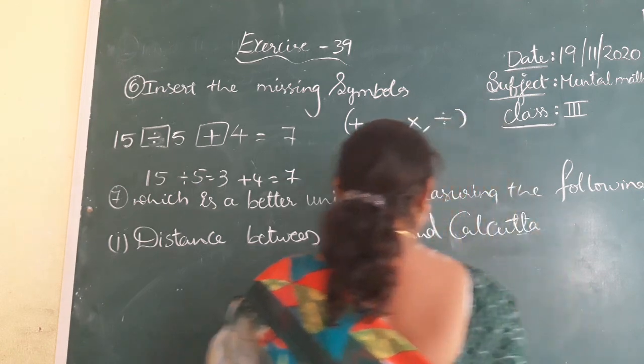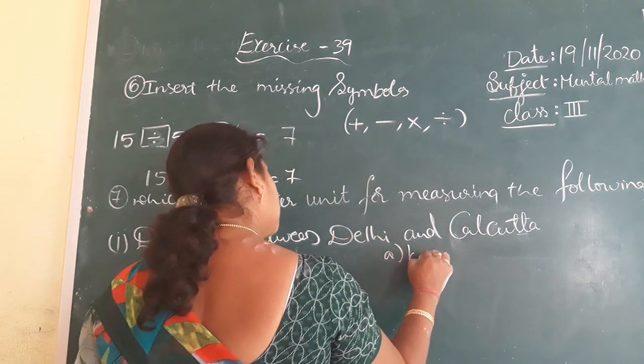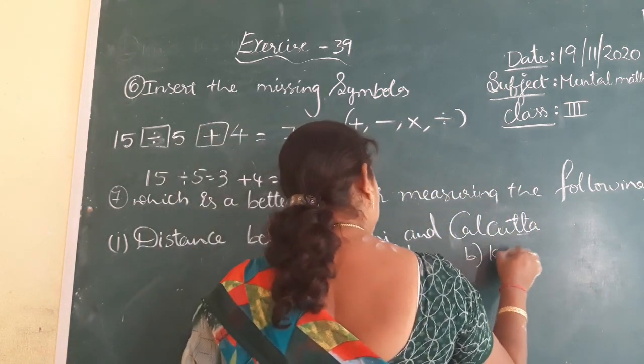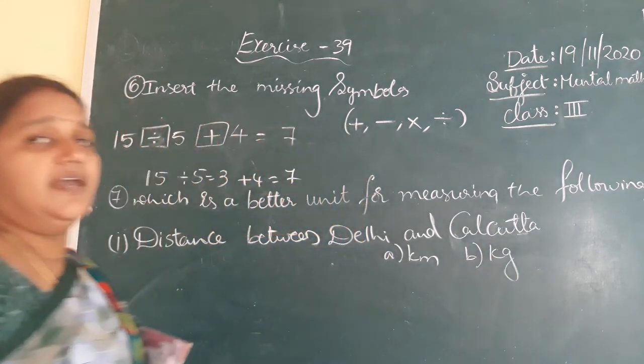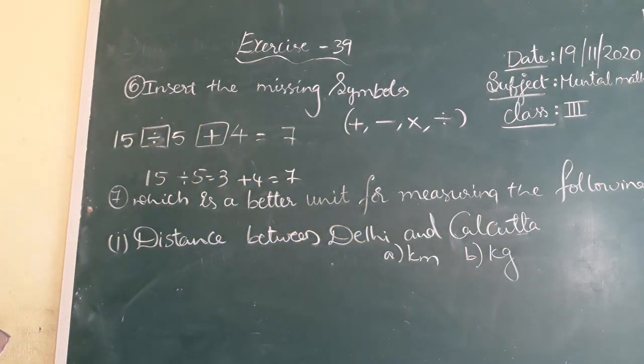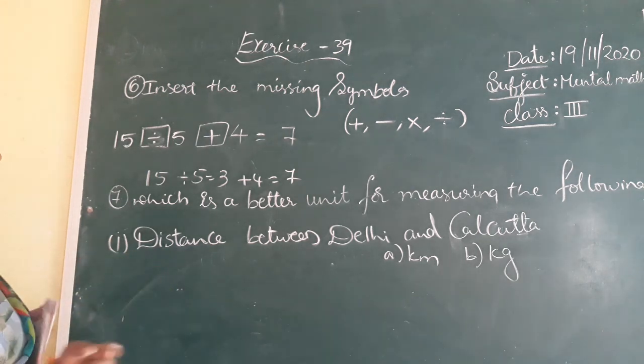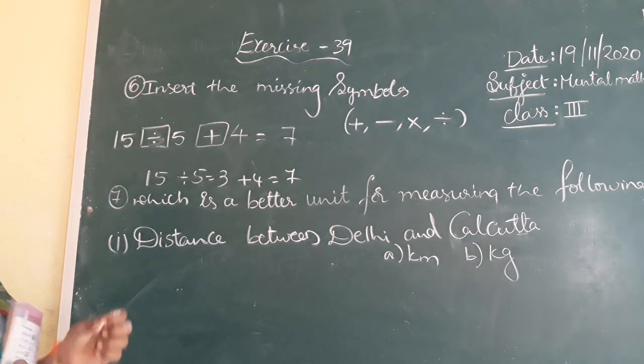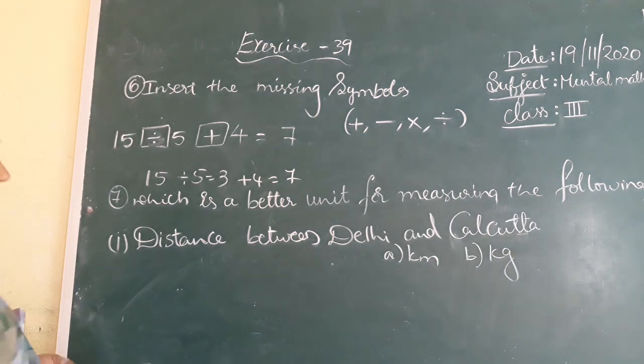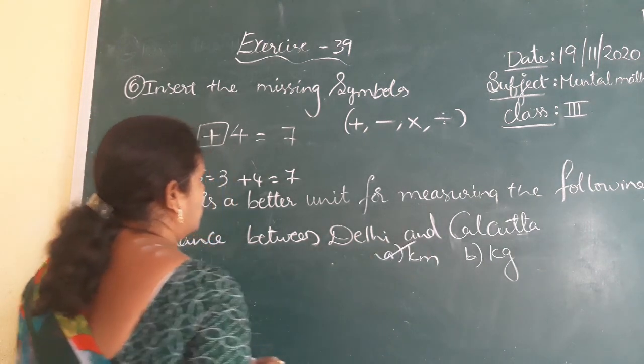They have given two options for us. First option kilometer, second option kg. What is the question they have given? Distance means the length between two objects is called distance. Yes? What is the distance between Delhi and Calcutta? In what units will we measure? Kg means we will measure weights. Yes? Kilometer means distances. So the right answer is kilometer.